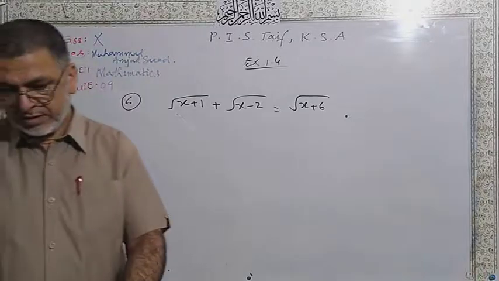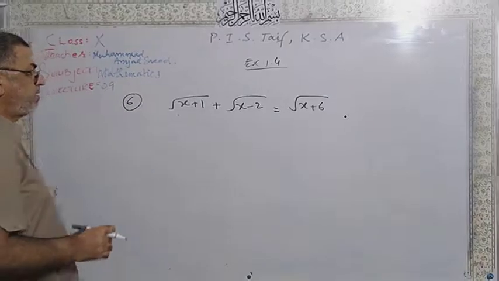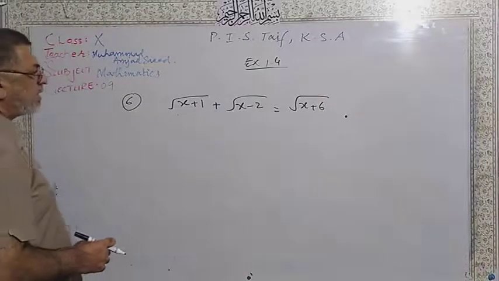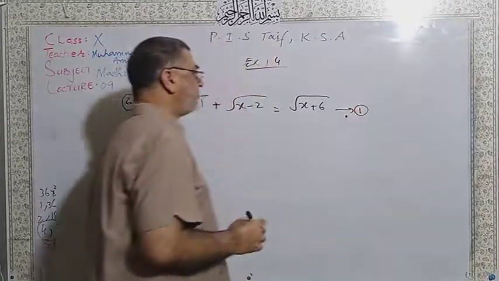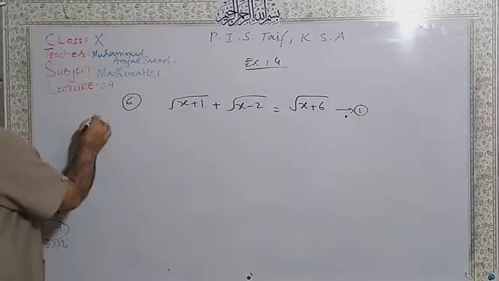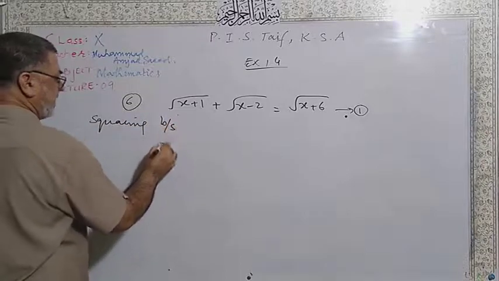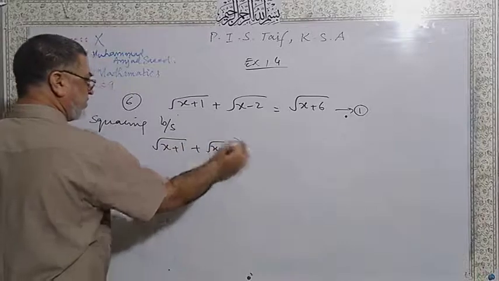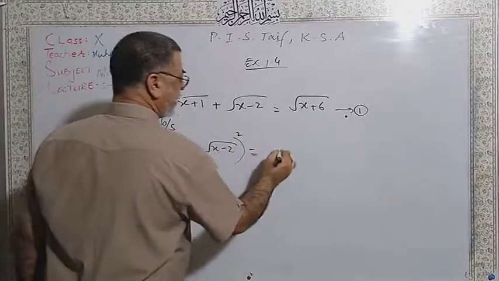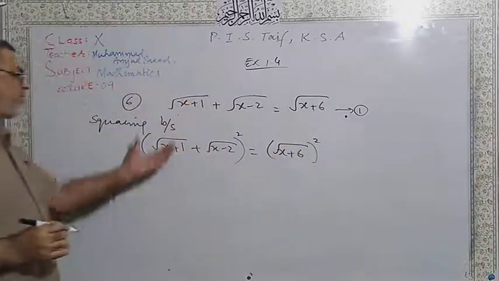This time on both sides we have radical signs. This is your number 1, squaring both sides: (√(x+1) + √(x−2))² will be equal to (√(x+6))². Open up the formula of square.